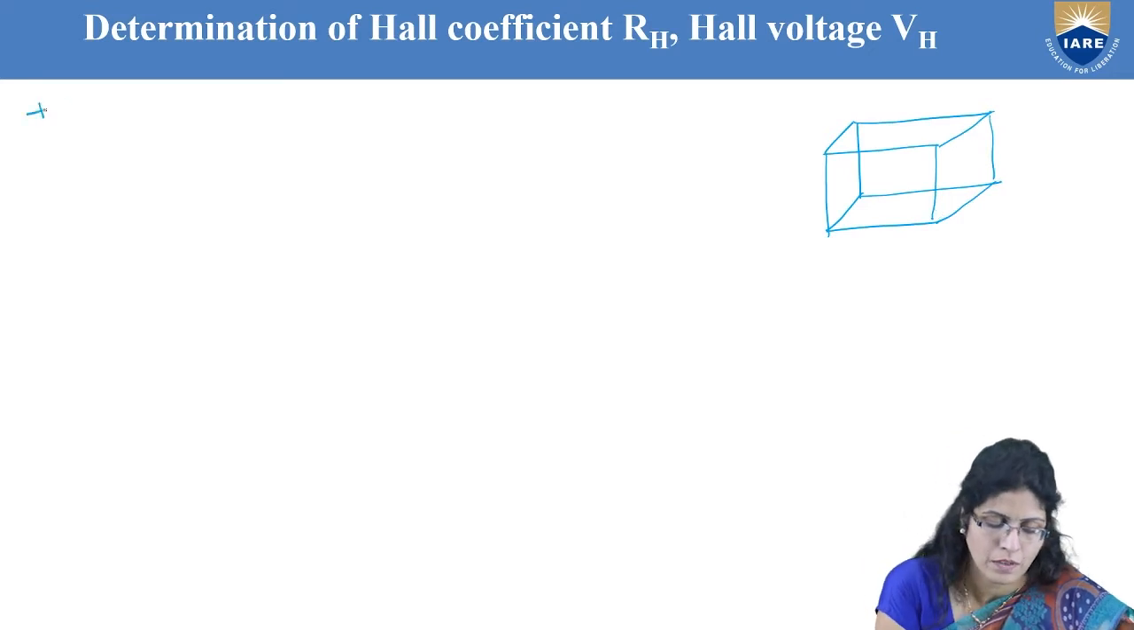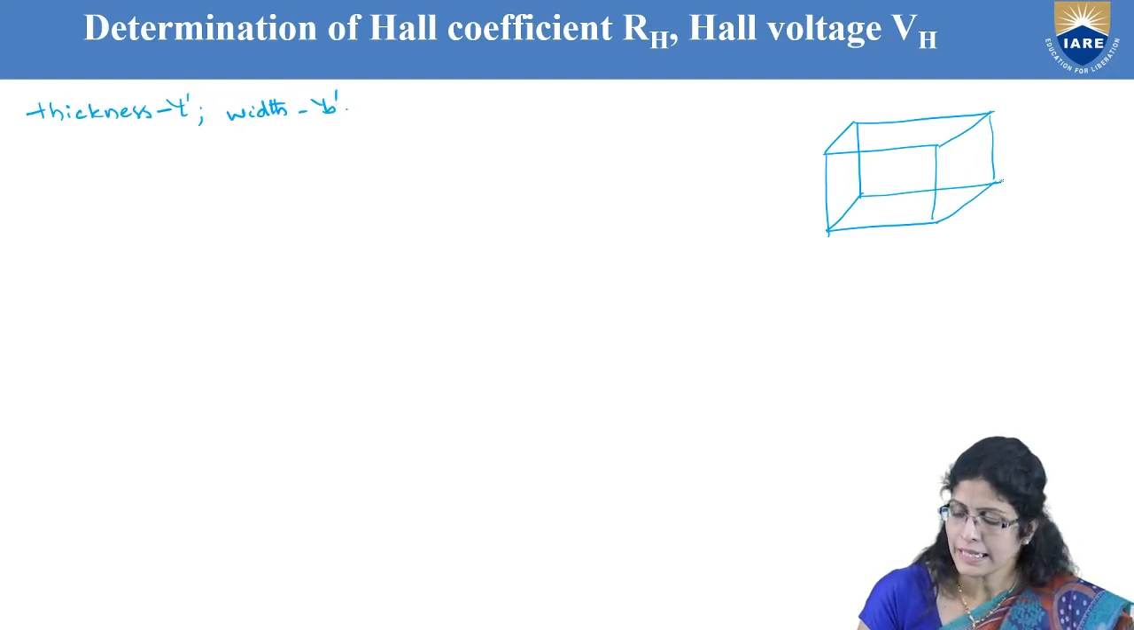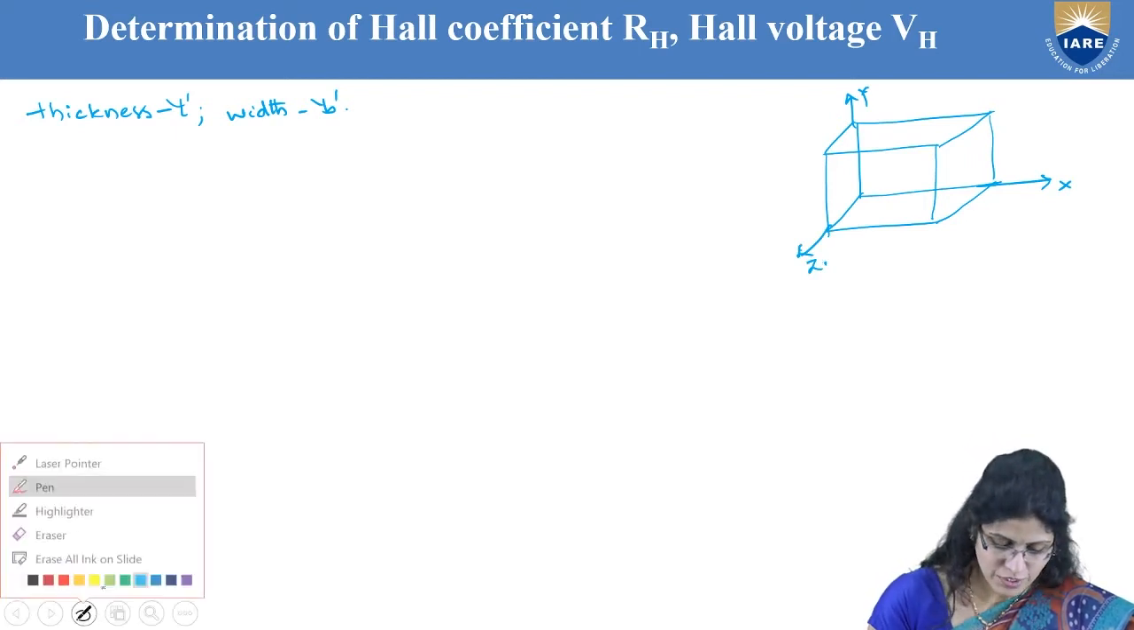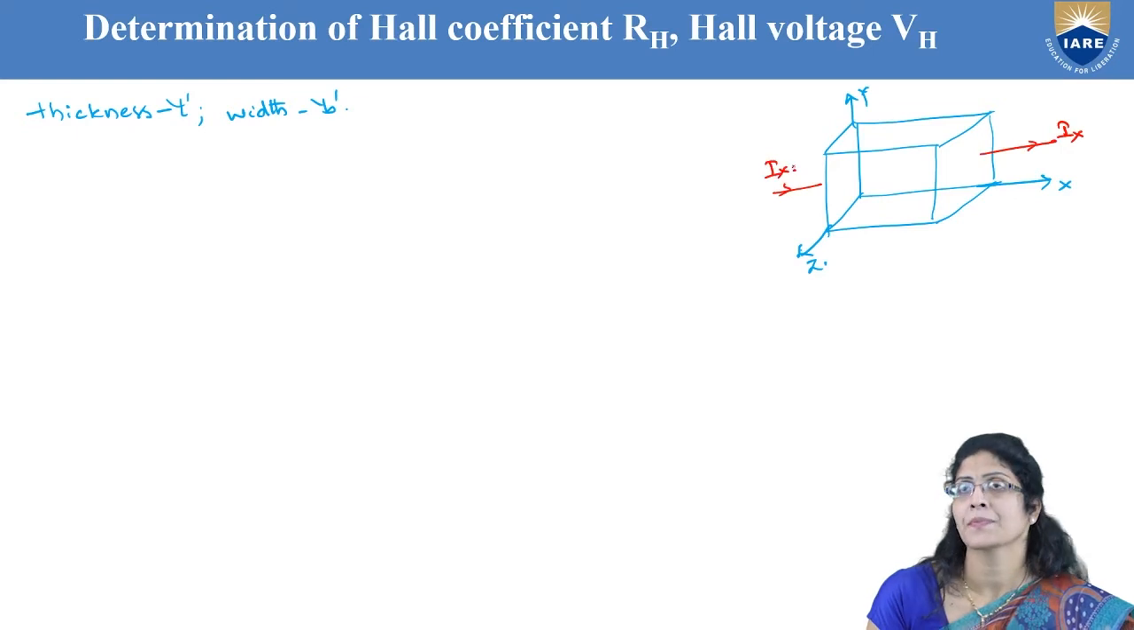Thickness T and width B, so the cross-sectional area will be BT. Let me take it along the crystallographic axes X, Y, and Z. Let me consider a current flowing along the X-axis. This is the current flowing along the X-axis. And let me apply a magnetic field perpendicular to the current, along the Z-axis.